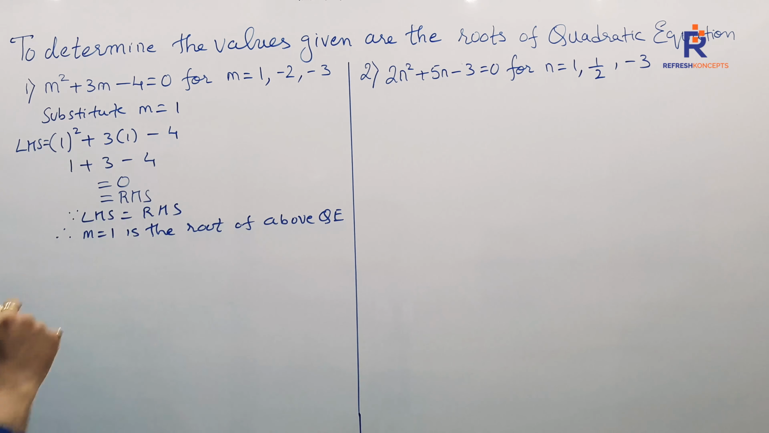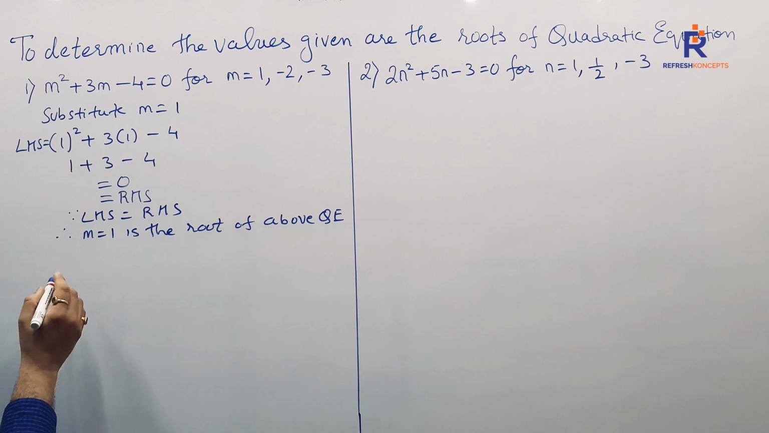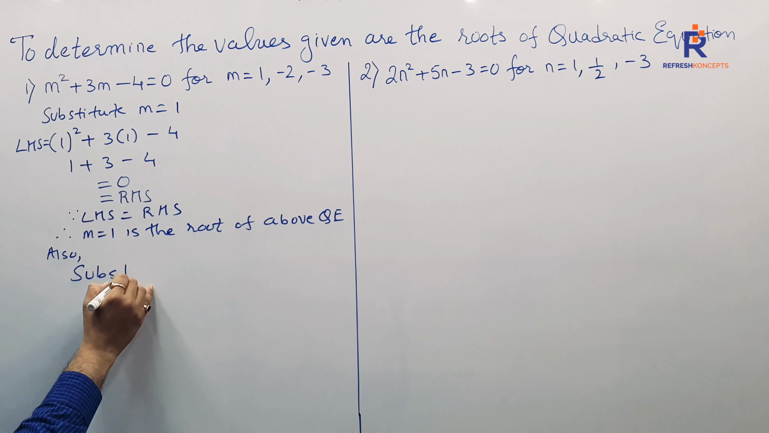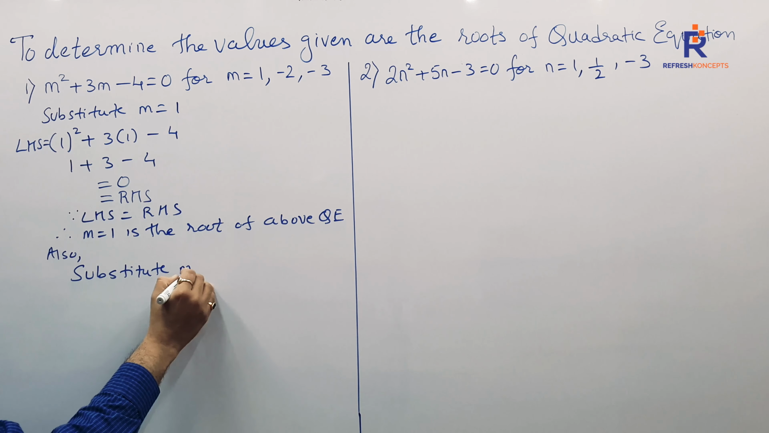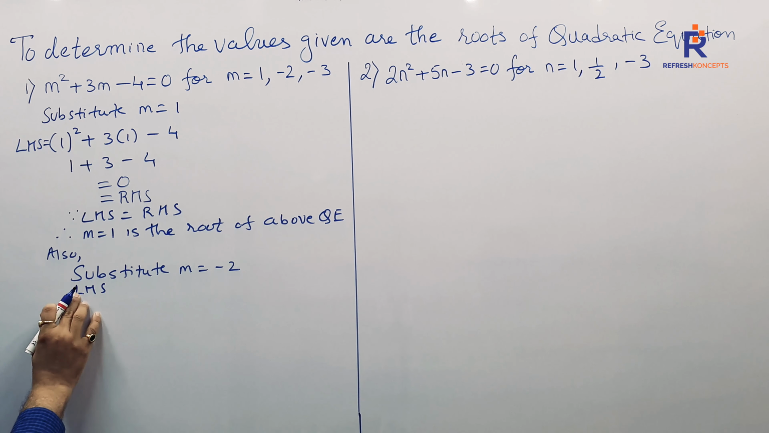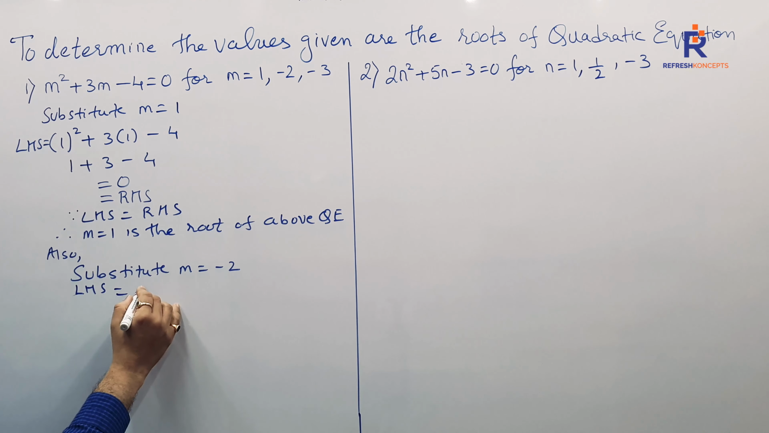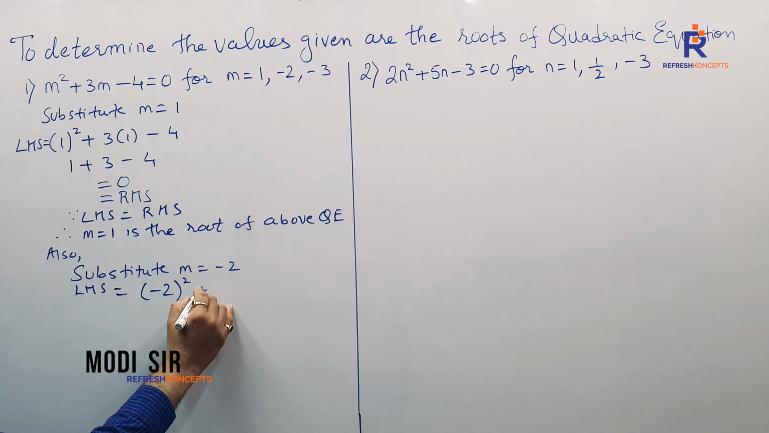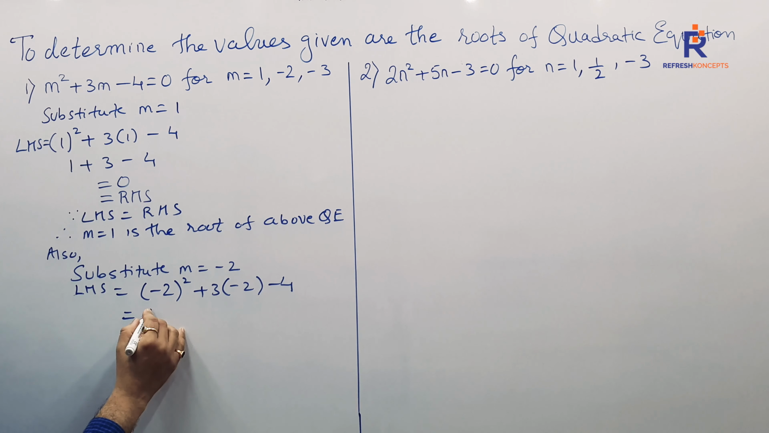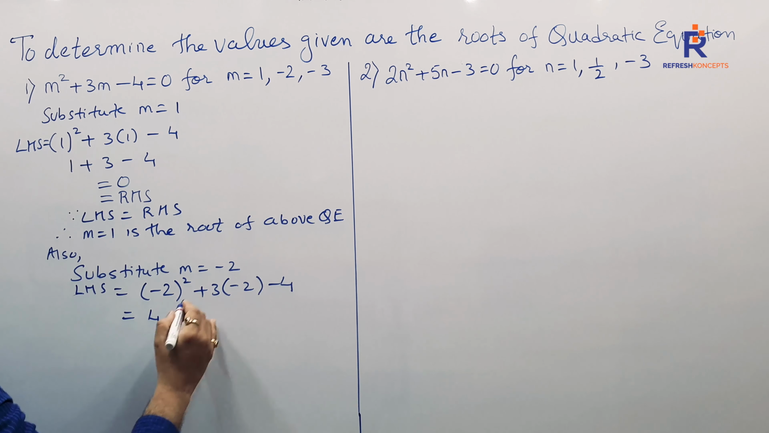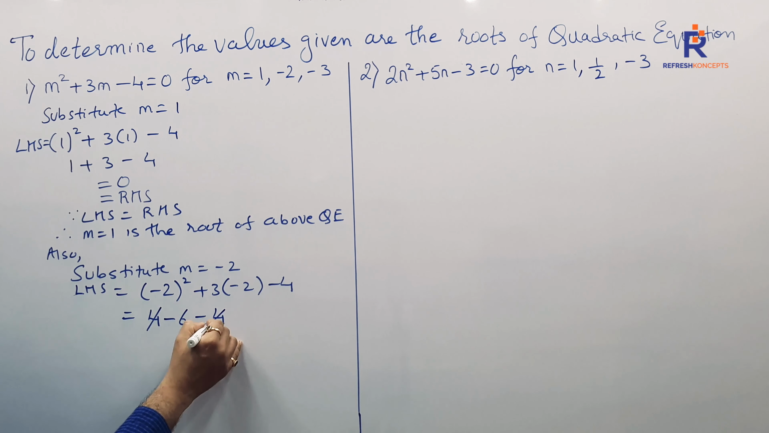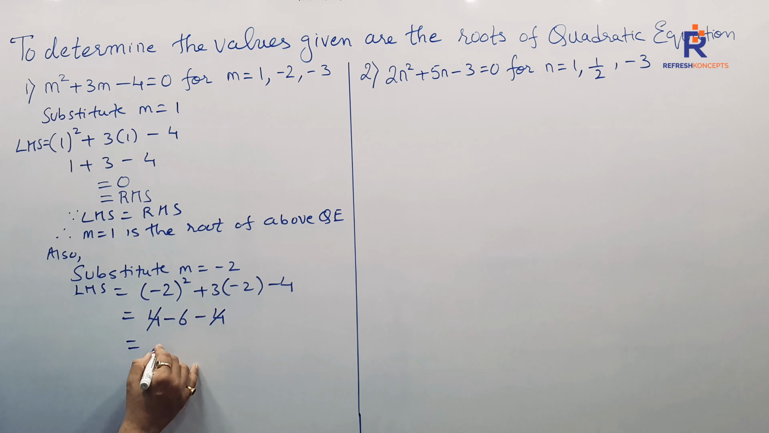Let's go and check the second one, minus 2. So over there, we can also substitute m equals to minus 2 in the above quadratic equation. My LHS shall be m square, so minus 2 square plus 3 into minus 2 minus 4. Minus 2 square is 4. 3 into minus 2 is minus 6. Minus 4. 4 minus 4 gets cancelled off. I am left with minus 6.